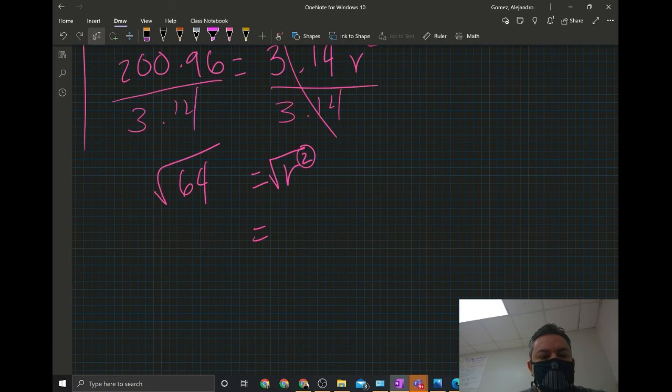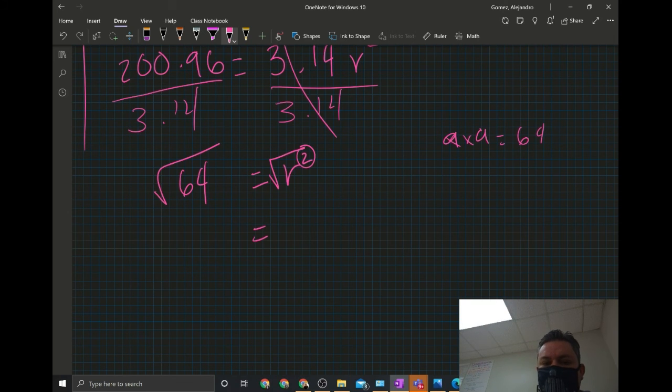Okay. What number when you multiply by itself gives you 64? In this case, A times A gives you 64. And if I look at the times table, I know that that number is going to be 8. R equals 8. So my radius is going to be 8.